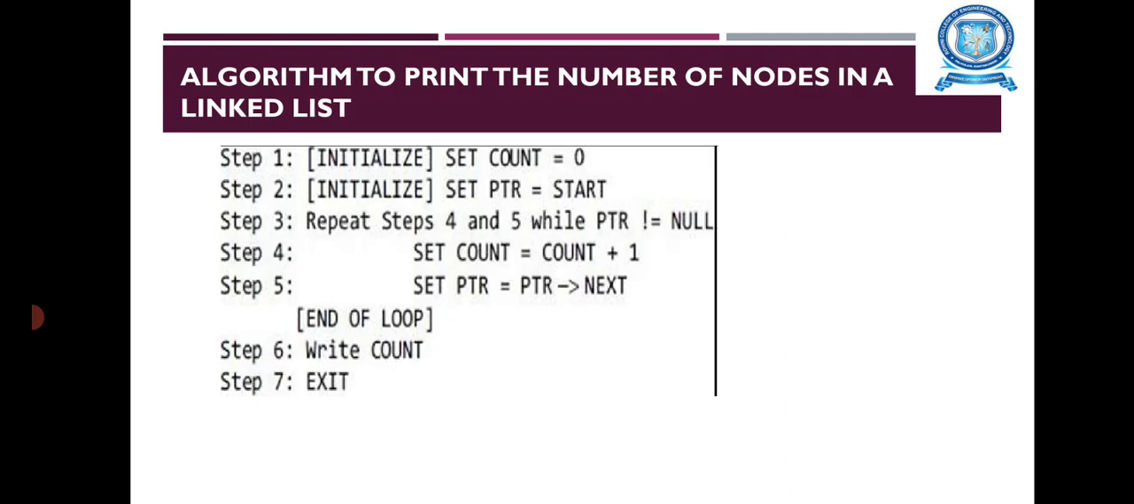Then next one is the algorithm to print the number of nodes in the linked list. At first we traverse each and every node of the list. While traversing every individual node, we will increment the value of the counter. Initially the counter value is 0. After that we start, then repeat these steps. That means the counter value will increment by one. Once we reach null, that means when all the nodes of the linked list have been traversed, the final value of the counter will be displayed.